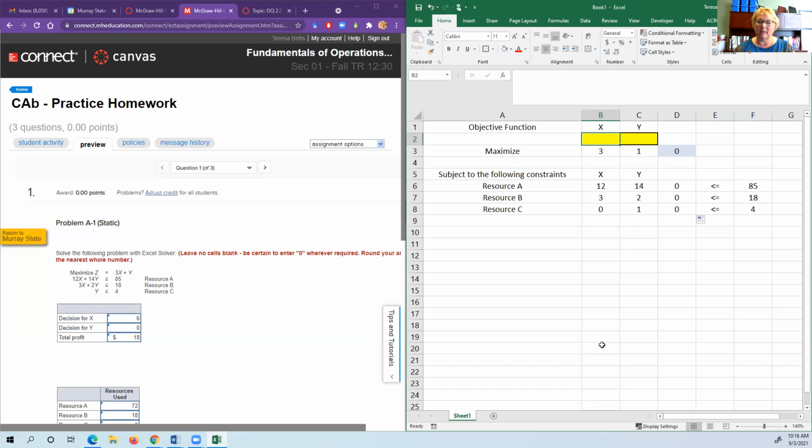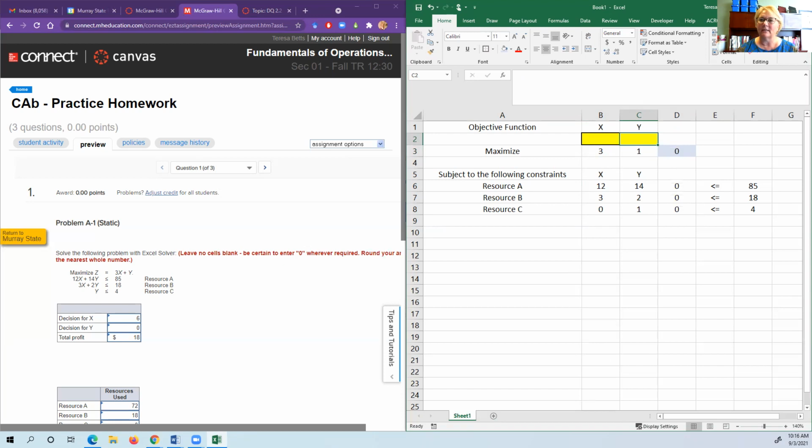Now I feel like I'm done setting up and I can solve, but I like to check first. So if I make 1 X, I should see 3 in profit, 12 units of resource A used, 3 units of resource B used, and 0 units of resource C. I also want to check Y, and I have 1 unit of profit, 14 of resource A, 2 of resource B, and 1 of resource C. So all of that looks like it's working.